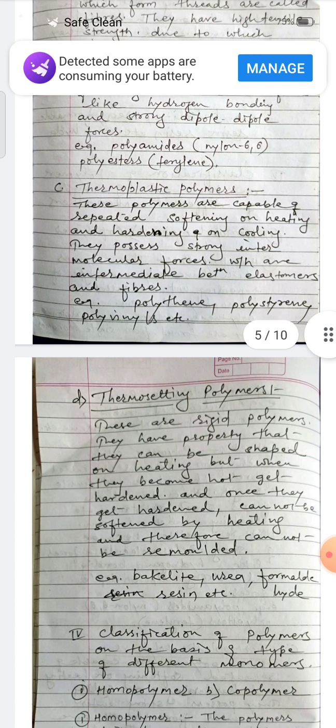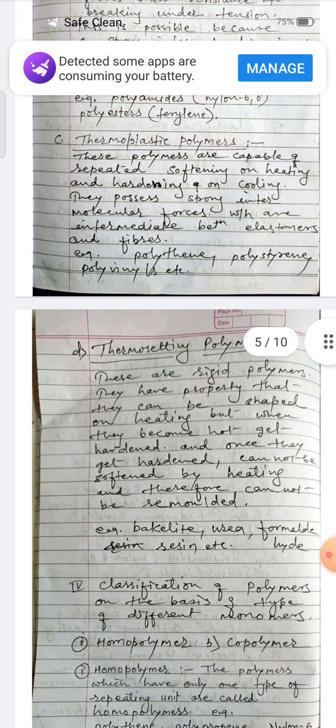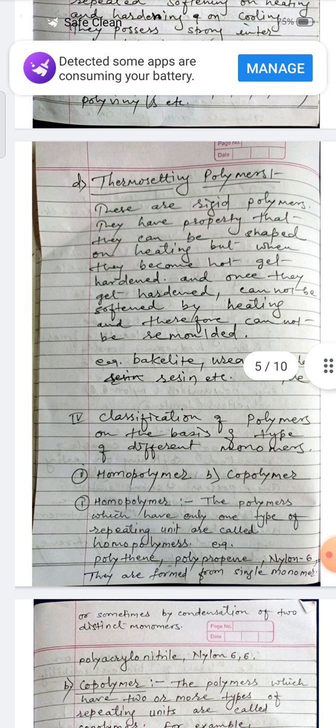Now next is the thermosetting polymer. These are rigid polymers, and they can be shaped on heating, but once they get hardened, they cannot be softened by heating and therefore cannot be remolded. For example, bakelite, urea formaldehyde resin, etc. These are the examples of thermosetting polymers.